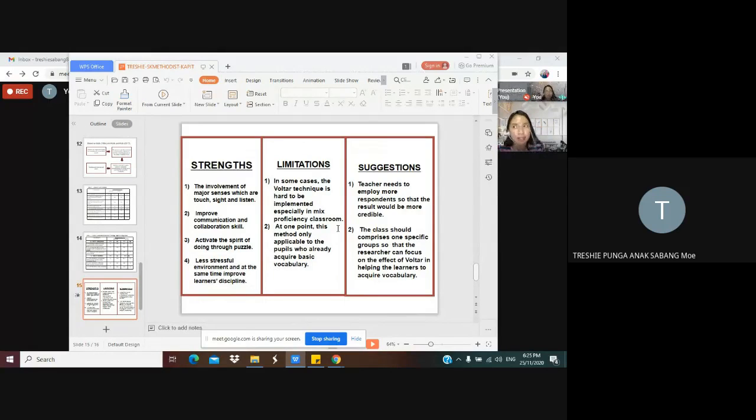I believe that when they arrange the puzzle with the correct picture, they learn to observe. And then they learn to hear, whereby the other person will talk. Oh, this is not correct. This is actually a chicken. This is actually sitting. They will learn. And then they will learn to touch. They touch the picture. And next is improved communication and collaboration skills.